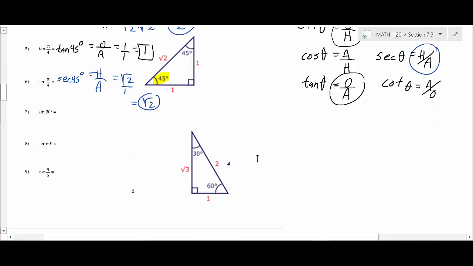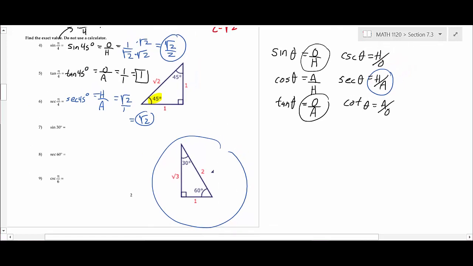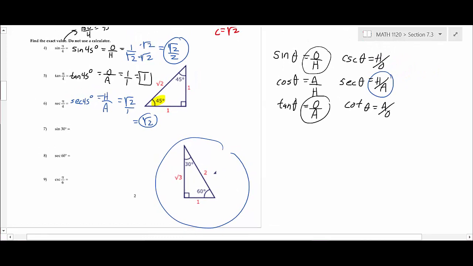Now what I'm going to do is give you a couple of minutes to do 7, 8, and 9. What you want to do on this is look at the 30-60 triangle, and look at the definitions. So go ahead and see what you come up with. And you can compare answers if you want to and see if you're on the right track. You've got to use the definitions, and then look at the 30-60 right triangle when you're doing that.